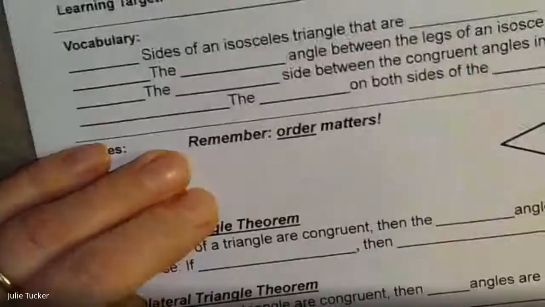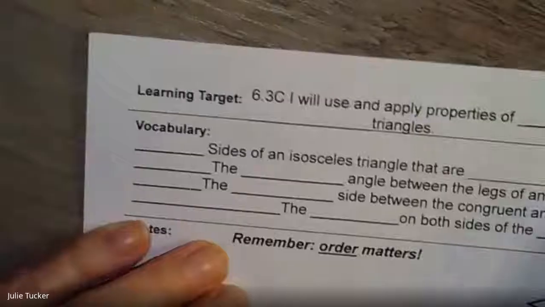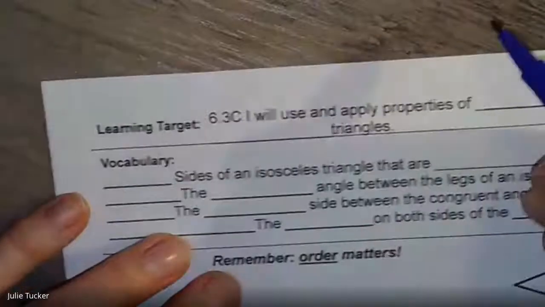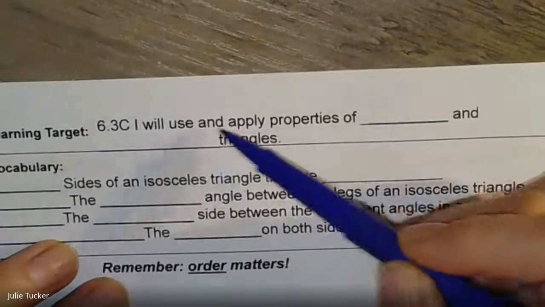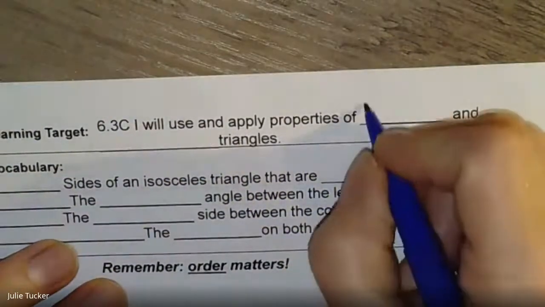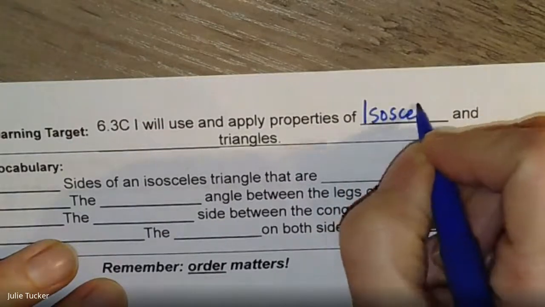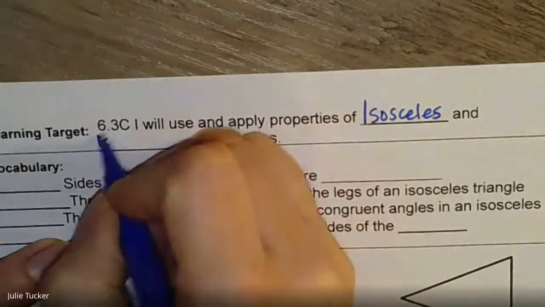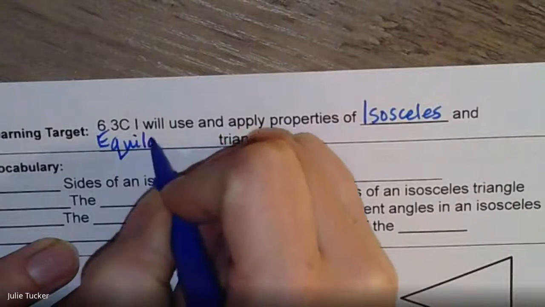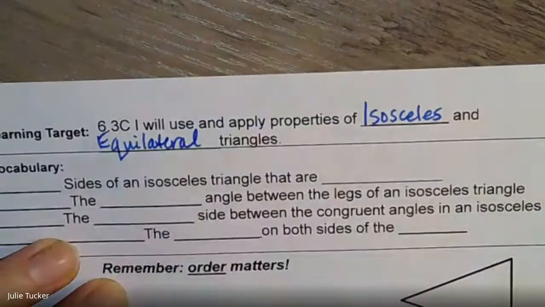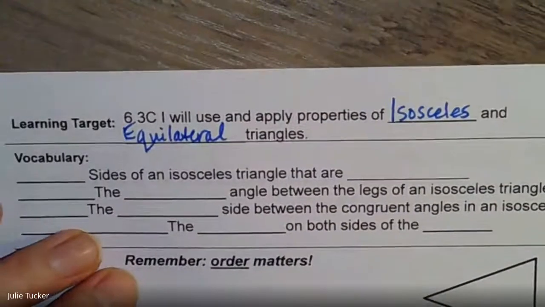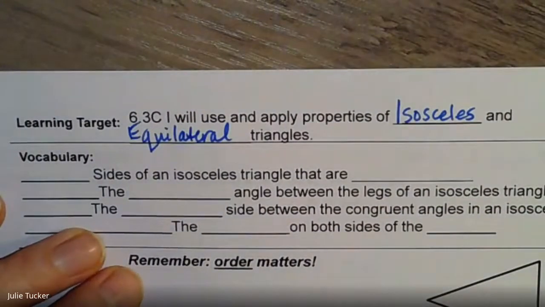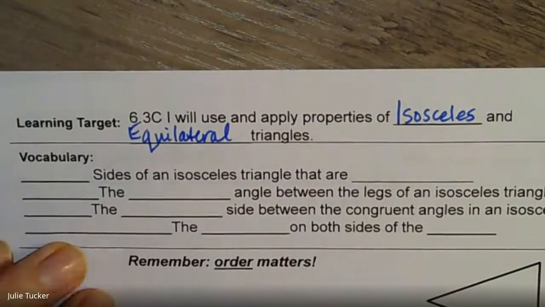I'm ready to go. So I'm just going to read some definitions to you because you have to know these definitions to be able to do what we're learning. I will use and apply properties of isosceles and equilateral triangles. Okay, so I talked about that a second ago when I said the isosceles have two sides that are the same and the equilateral have three sides, right?